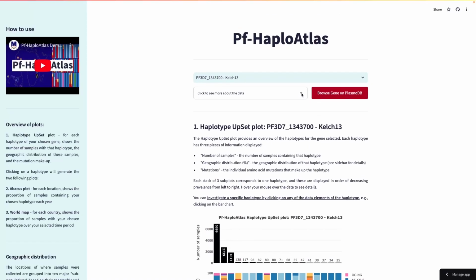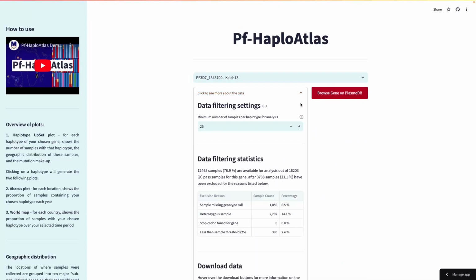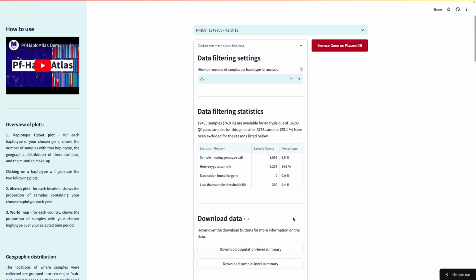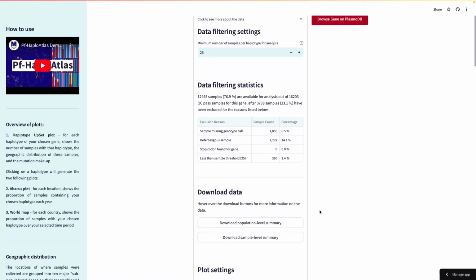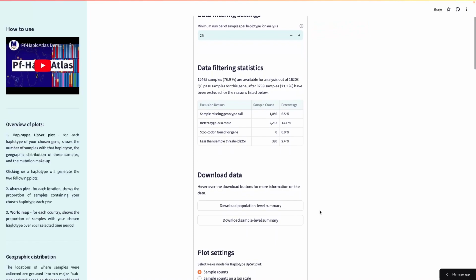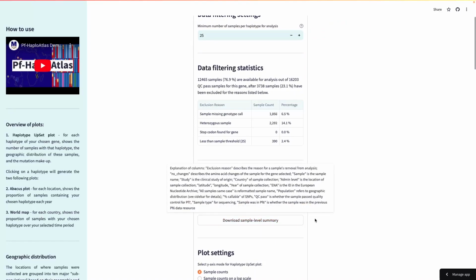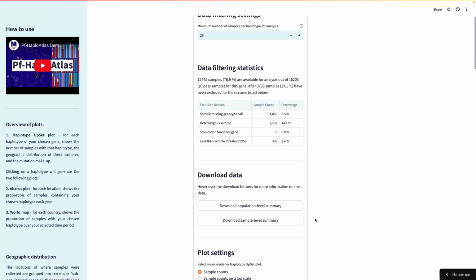So by going back up to the top and clicking this drop-down button, we can firstly see that Pf-HaploAtlas allows you to decrease or increase the minimum number of samples per haplotype used for analysis. You can also view some statistics as to why certain samples were excluded from the analysis. A great feature of Pf-HaploAtlas is that you can download the underlying data in analysis-ready aggregations. Here, you can choose from two different types of aggregation if you wish to use the data for your own analysis.